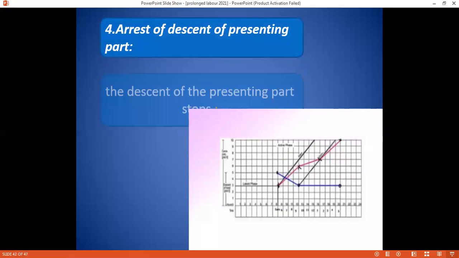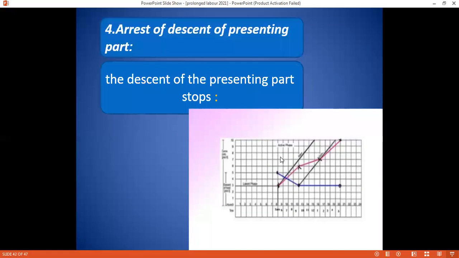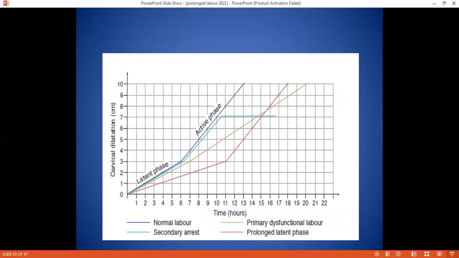Arrest of descent of the presenting part. We see in this case 3 cm cervical dilatation. After 4 hours, it becomes 6 cm, which is satisfactory. The head was 5/5 palpable and then became 3/5 palpable. Later on, the patient became fully dilated, 10 cm cervical dilatation, but the head remained at 3/5 palpable. This is arrest of descent of the presenting part. These are the patterns in summarization.